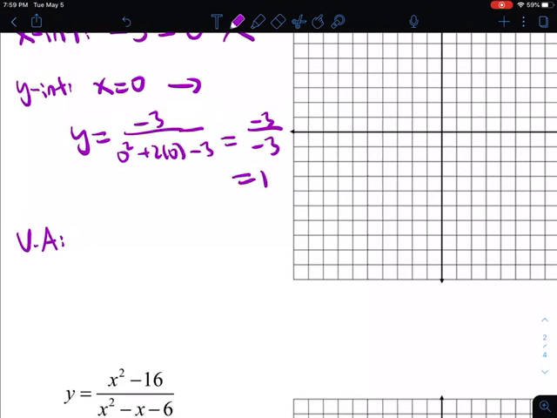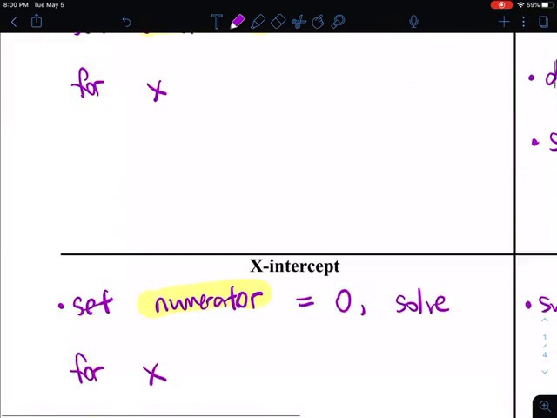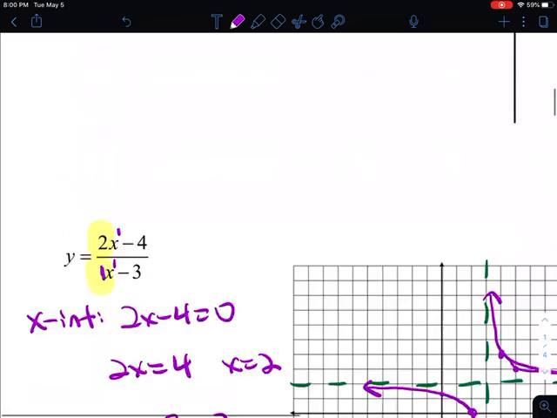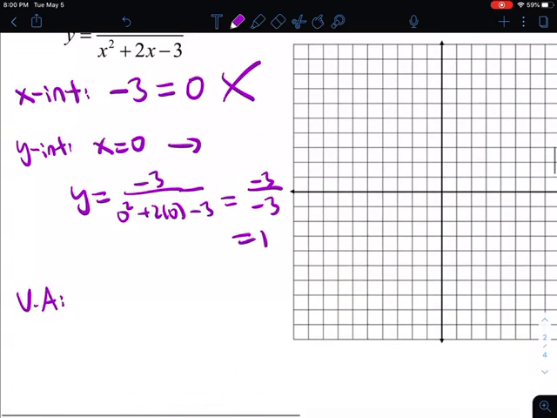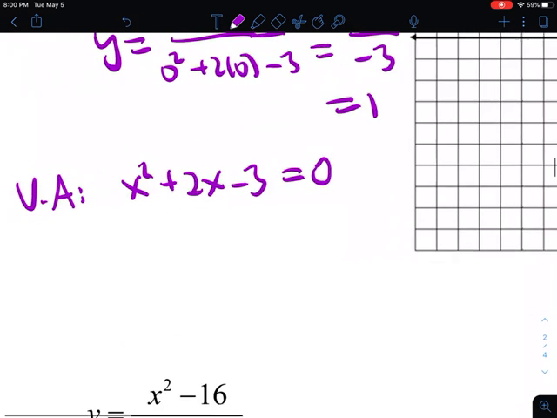And then moving on to the asymptotes, let's start with the vertical asymptote. That's going to be, go back up here to your notes, set the denominator equal to 0. Okay, so let's do that. x squared plus 2x minus 3 equal to 0. And by this point in the year, hopefully we all know how to solve a quadratic. You want to try to factor.